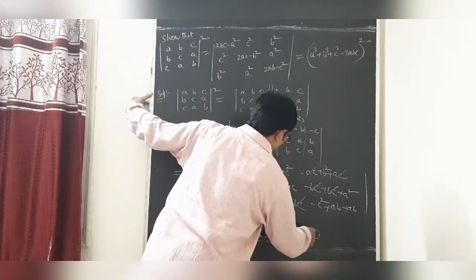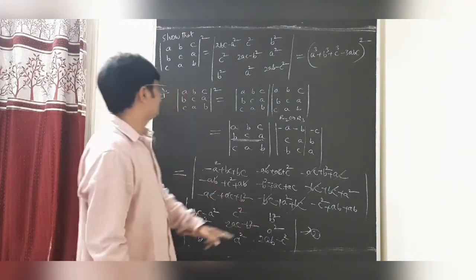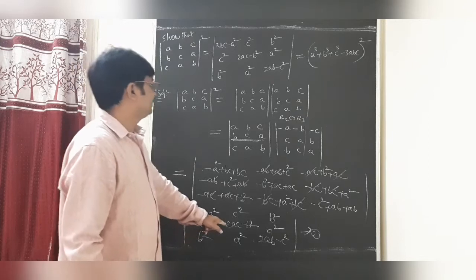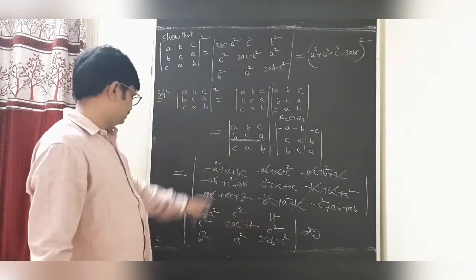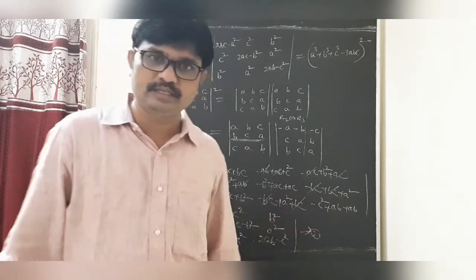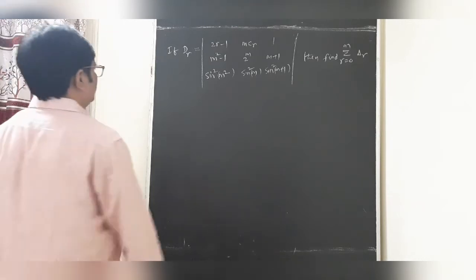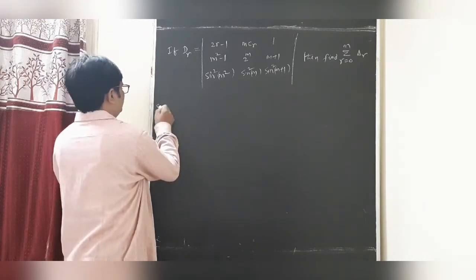Yes. From 1 and 2 you can write directly this one. 2BC minus A square, C square, B square. C square, 2AC minus B square, A square. This is what? B square, A square, 2AB minus A square. Okay students? My dear students, this is also very important.